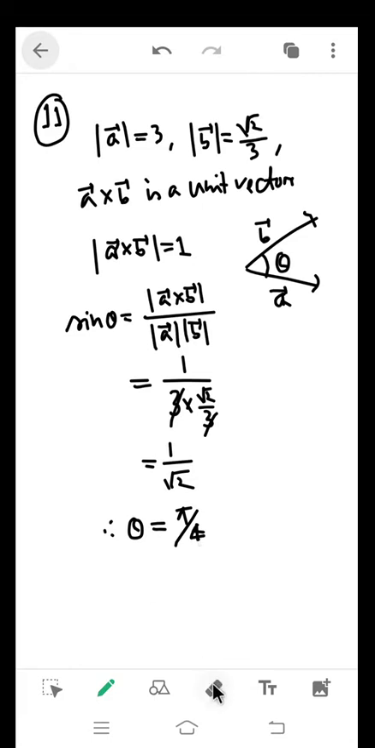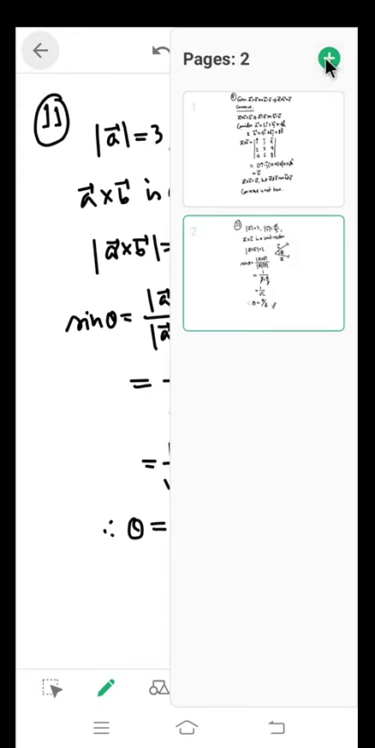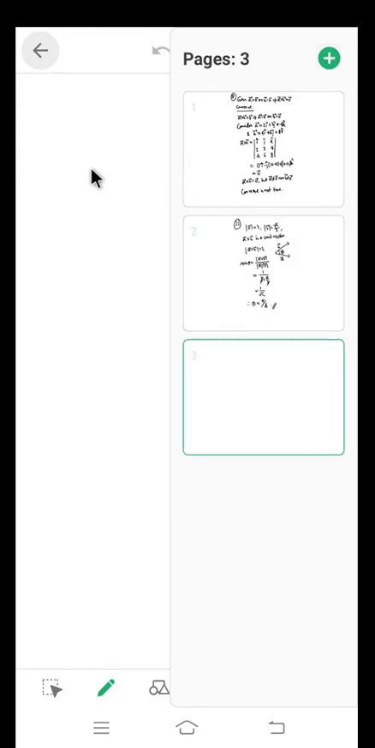So it will be pi by 4. That is the answer for question 11. Okay, next go for another page. So this is the last question, question 12.